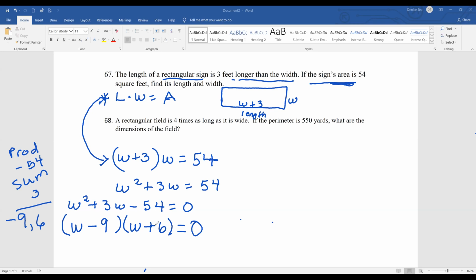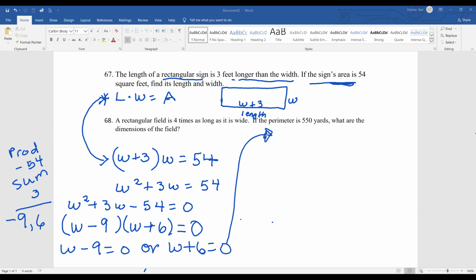Now this becomes the zero product principle. When you have two factors that multiply to equal 0, you know that W minus 9 is going to equal 0, or W plus 6 is going to equal 0.